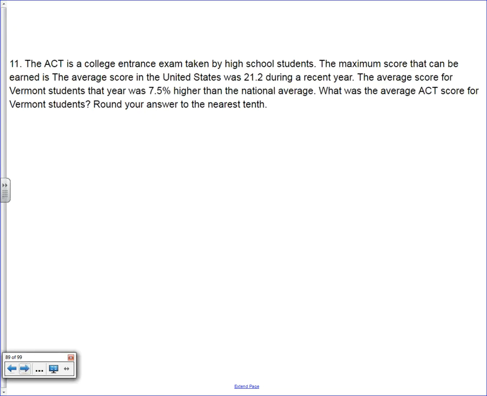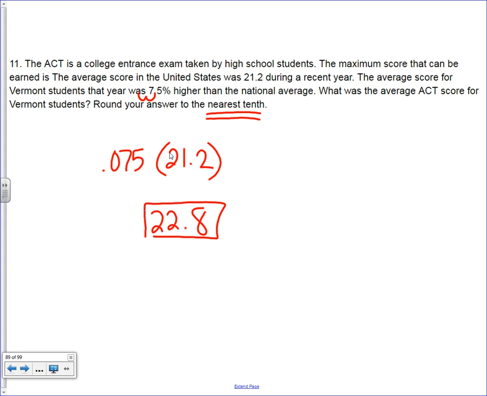Same idea is going to happen with these ACT scores. You'll see the average score is 21.2. This certain state had a 7.5% higher. So if I move the decimal place 2 spots, I get 0.075. So we're going to round this to the nearest tenth. That means students in Vermont averaged a 22.8 on their ACT score.